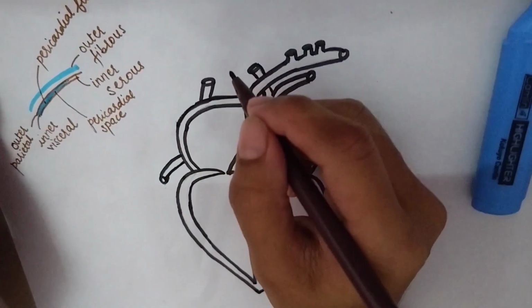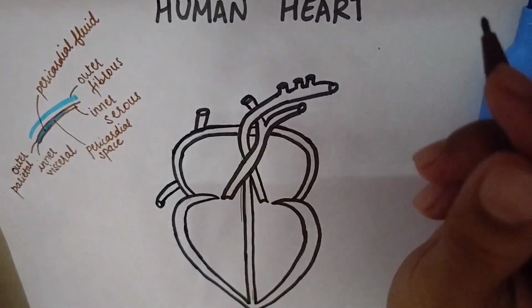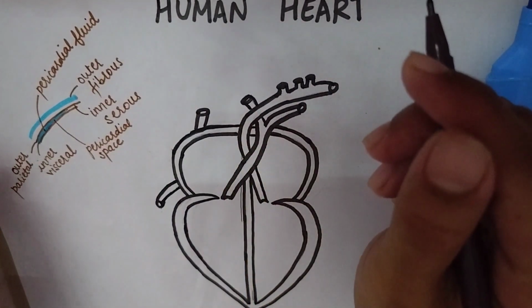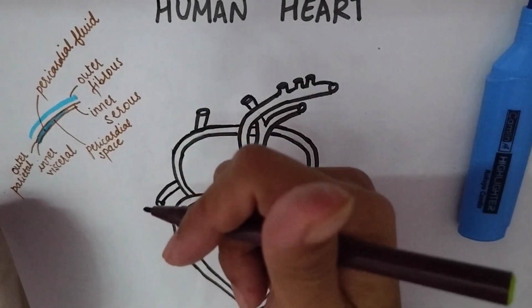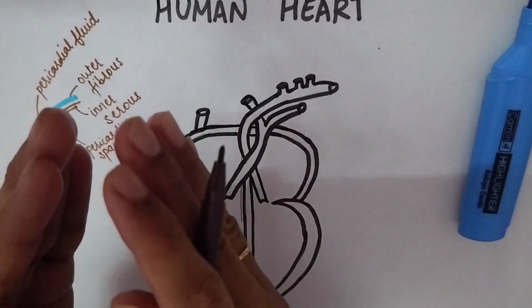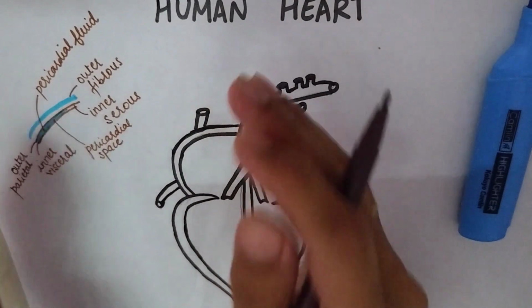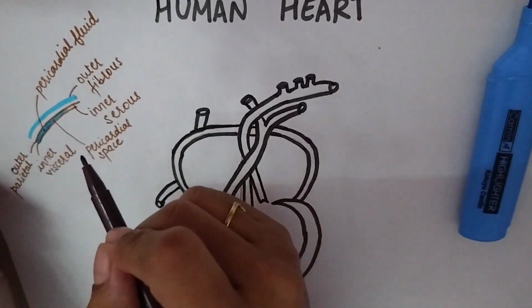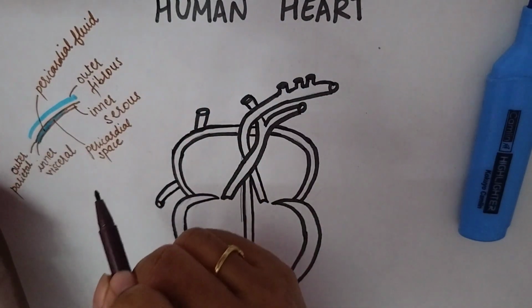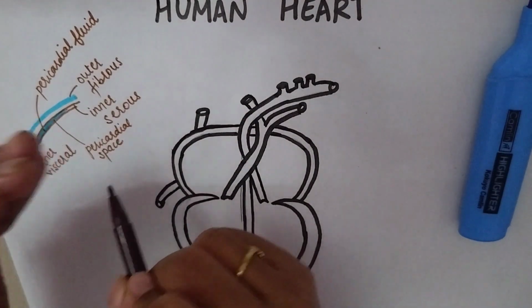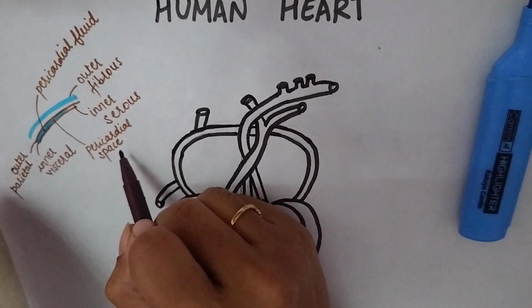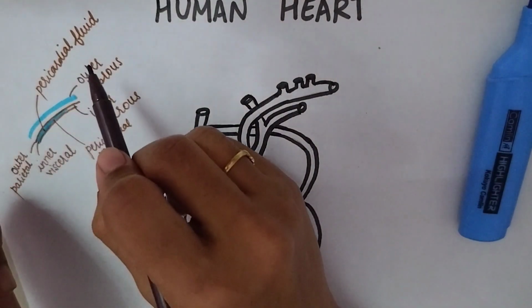As you know about the lung as well, in the lungs also we have seen there is two layers, the outer parietal and the inner visceral, and there was a space which was called as the pleural space filled with pleural fluid. Similarly, in the heart as well, we have the outer parietal layer, inner visceral layer. Between them there is a space which is the pericardial space filled with pericardial fluid.